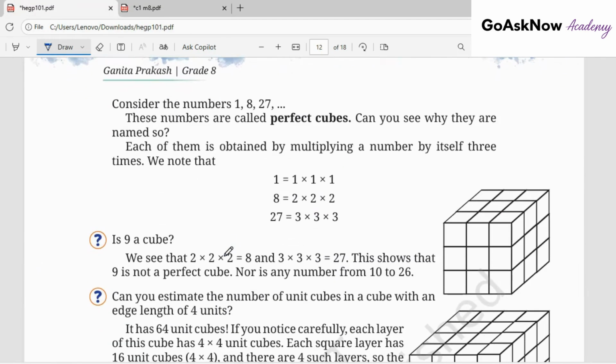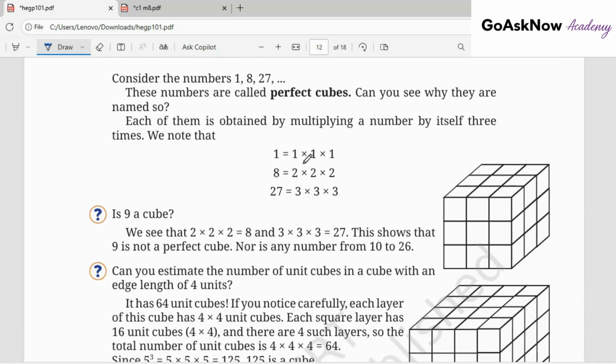Next, consider the numbers 1, 8, 27. These numbers are perfect cubes. Can you see why they are named so? Each of them is obtained by multiplying the number by itself 3 times. We know that 1 is equal to 1 into 1 into 1, and 8 is equal to 2 into 2 into 2, and 27 is equal to 3 into 3 into 3.